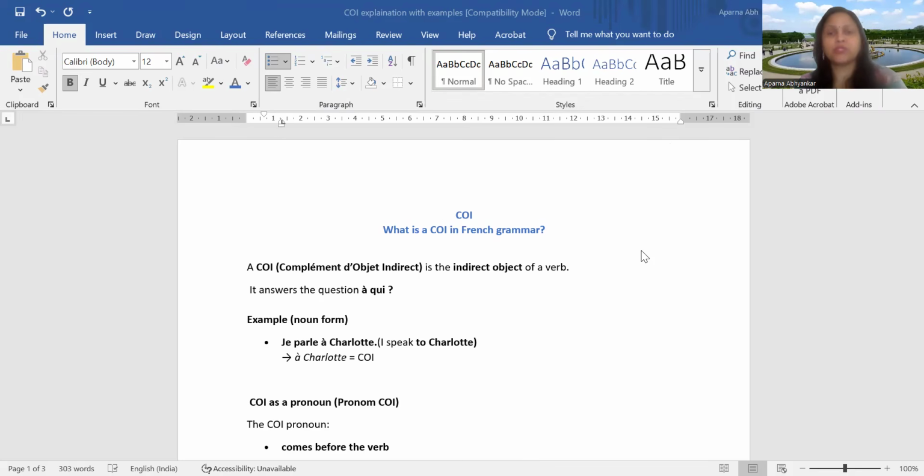On va commencer tout de suite avec COI aujourd'hui. Okay, what is this COI? Another very important topic of French grammar. It is complément d'objet indirect. So here we will be dealing with the indirect object of the verb. Basically this will answer the question à qui.